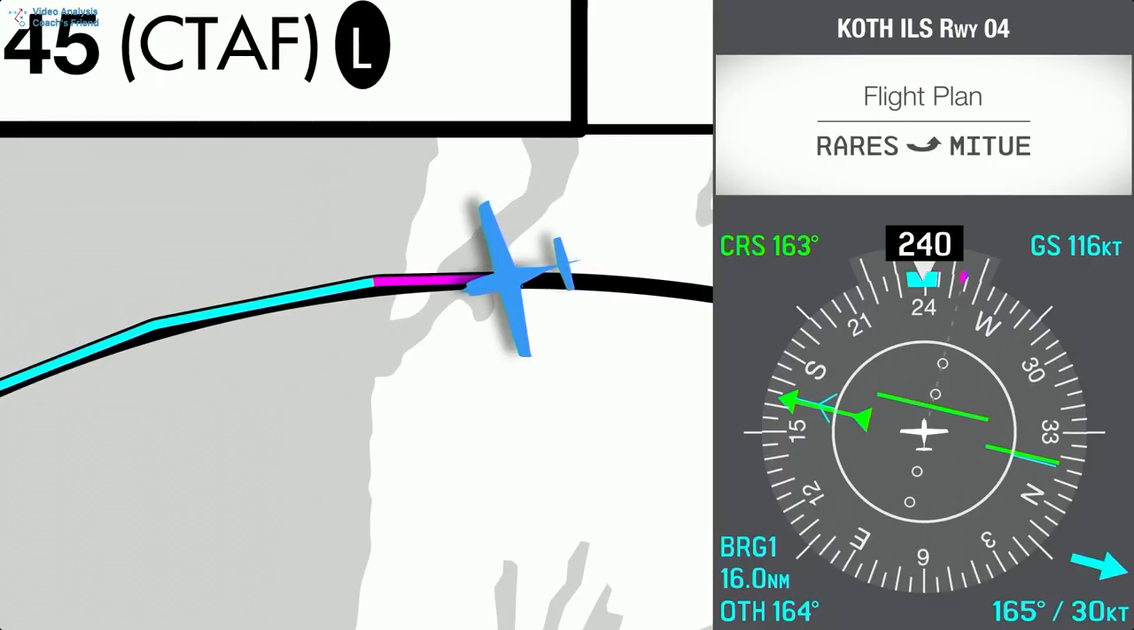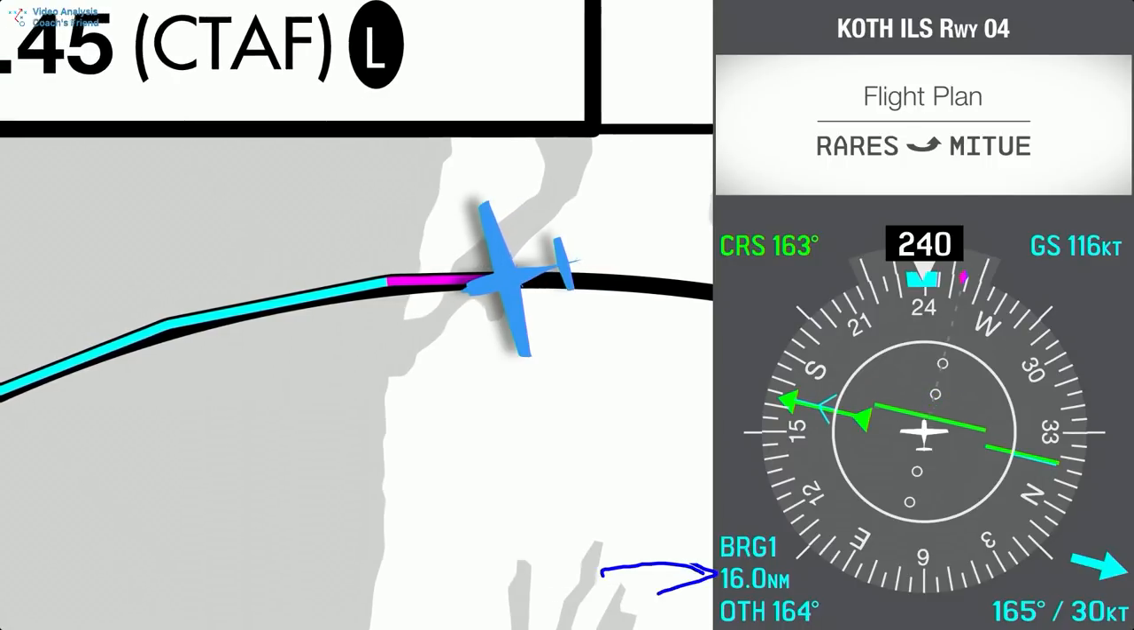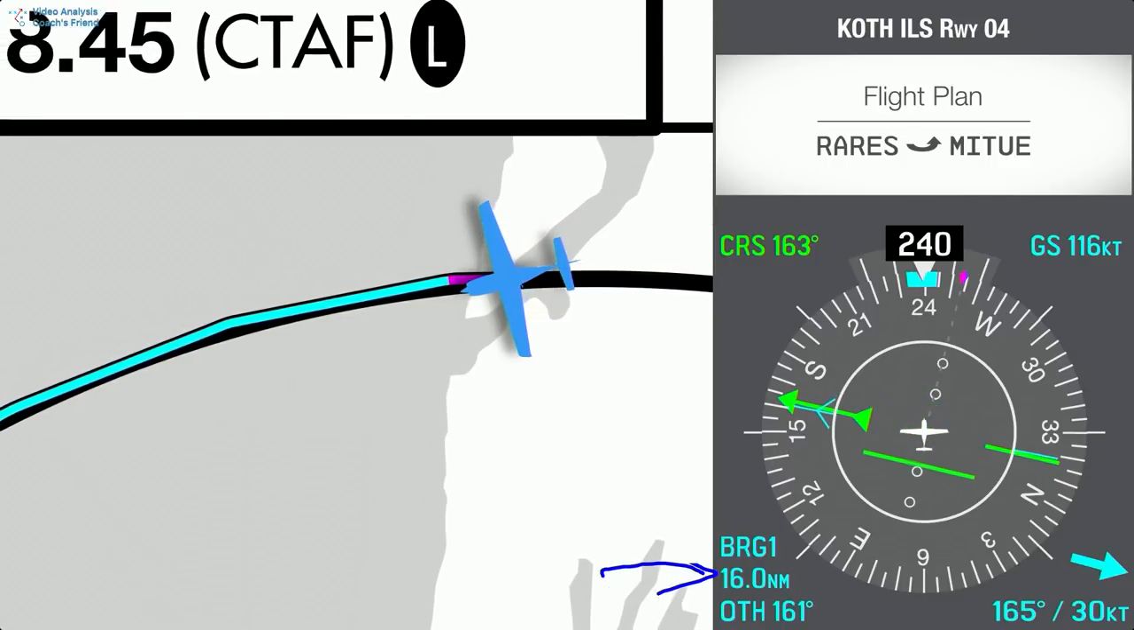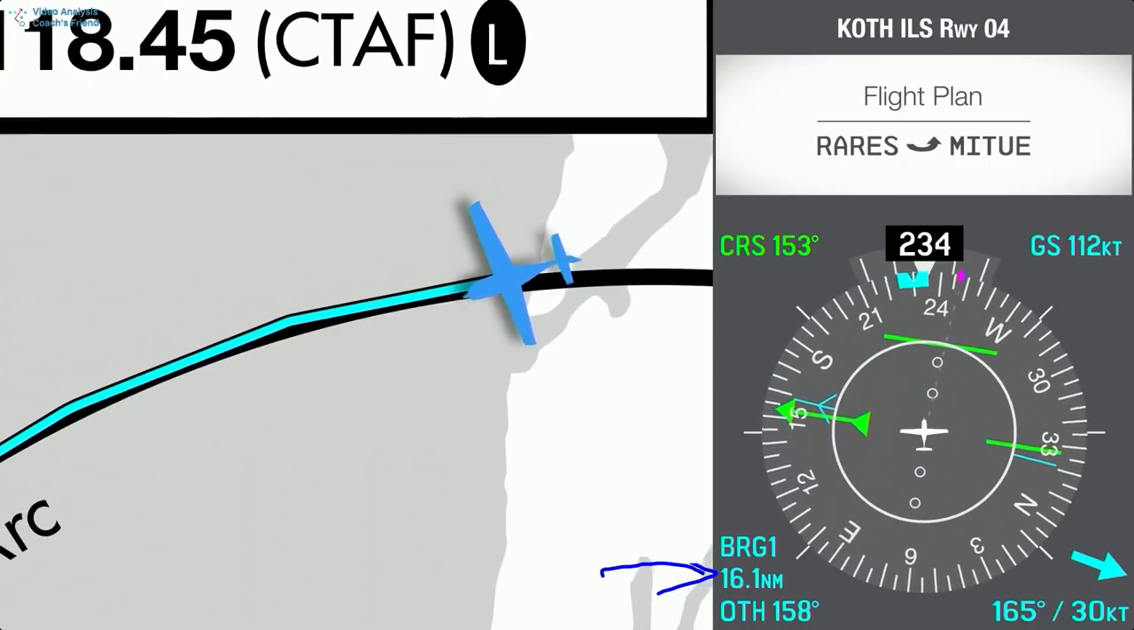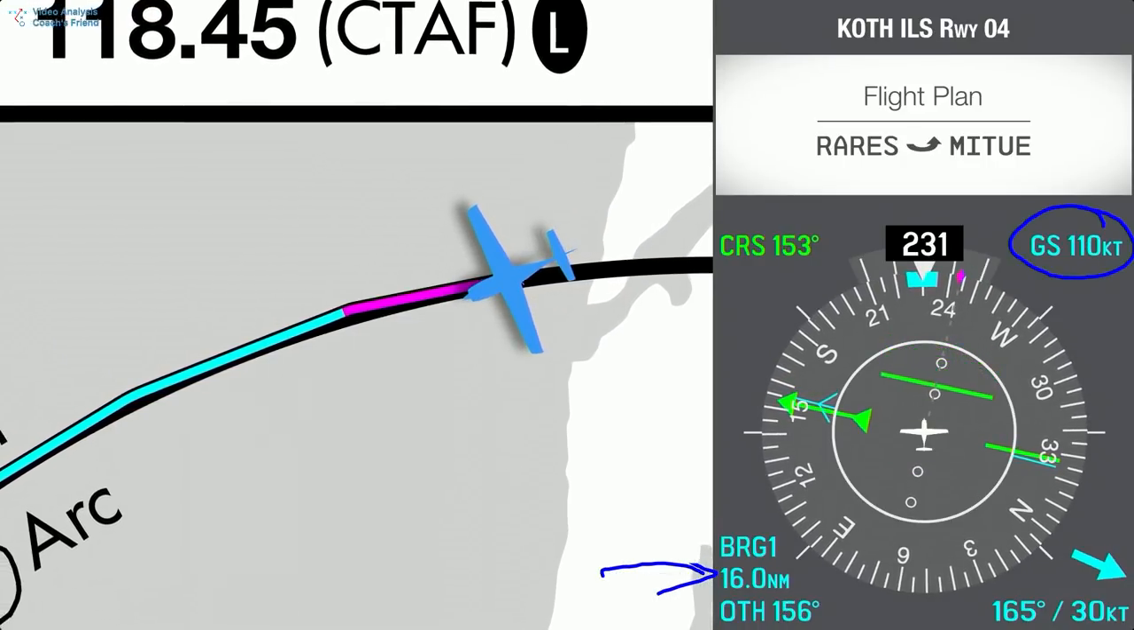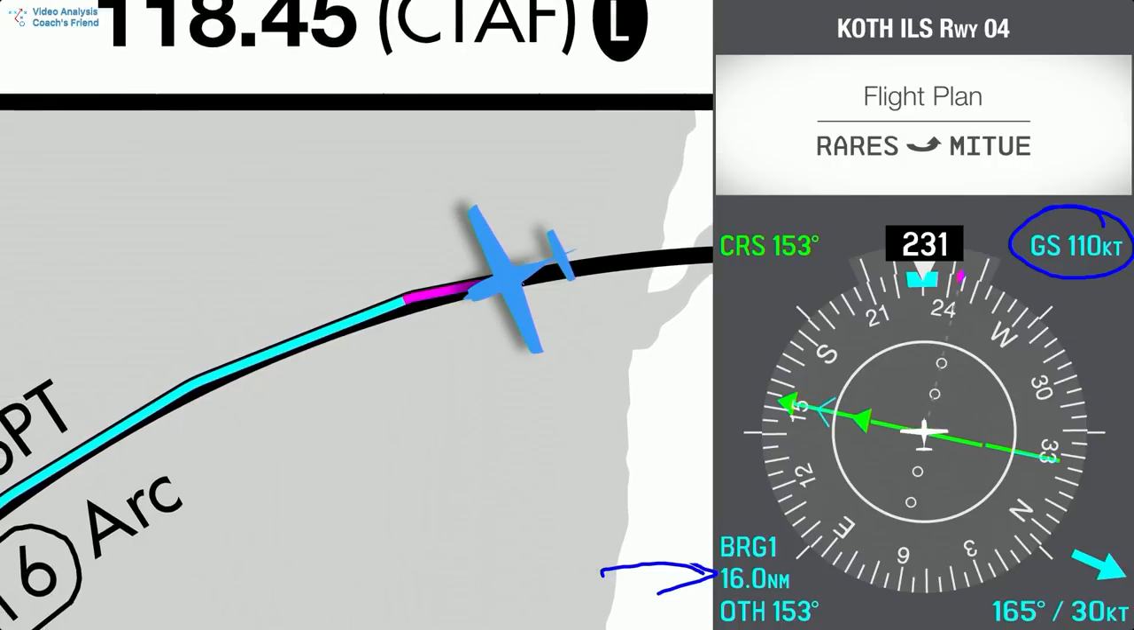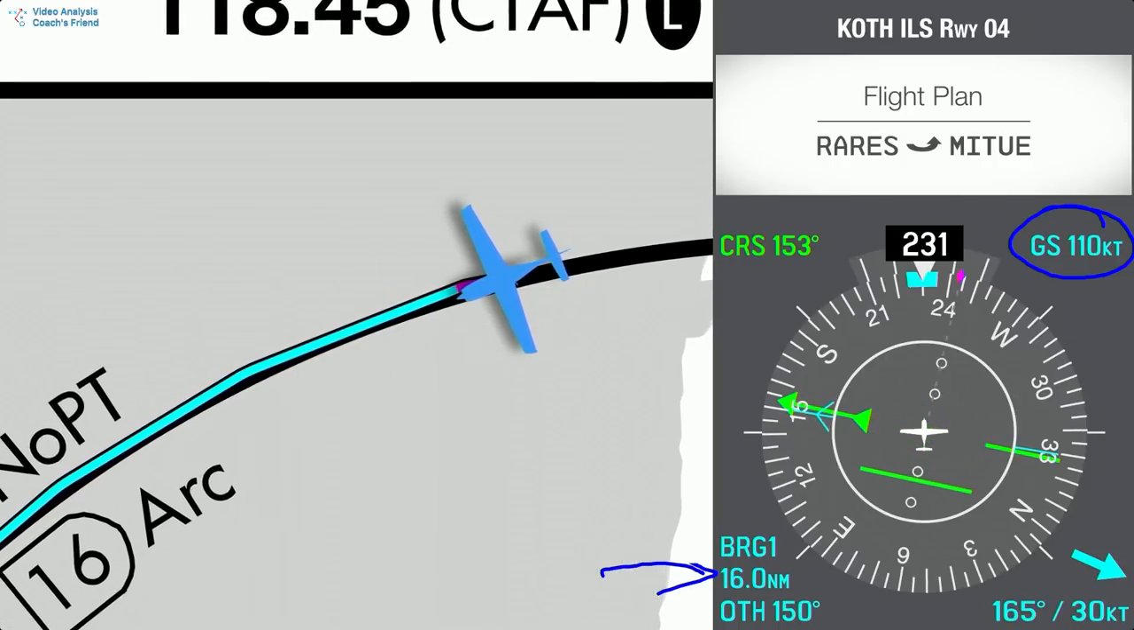We're right on the arc. We know that because it's staying right at 16. And what you can see is as we start to move our way around, we're turning into a headwind. And you can see our ground speed is starting to slow down. As we do that, we're going to need less and less of a wind correction angle.